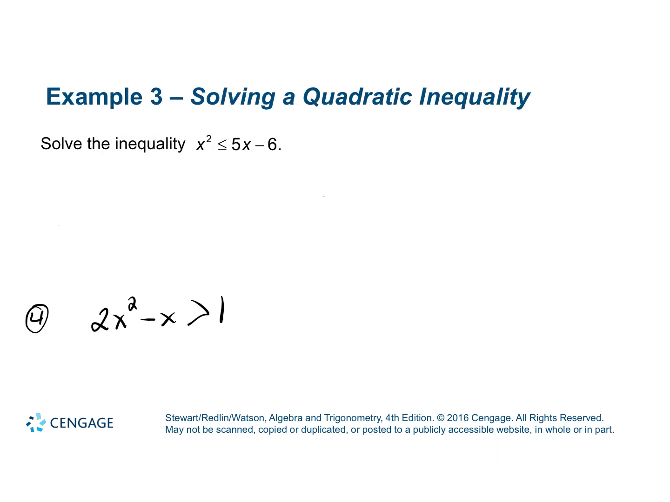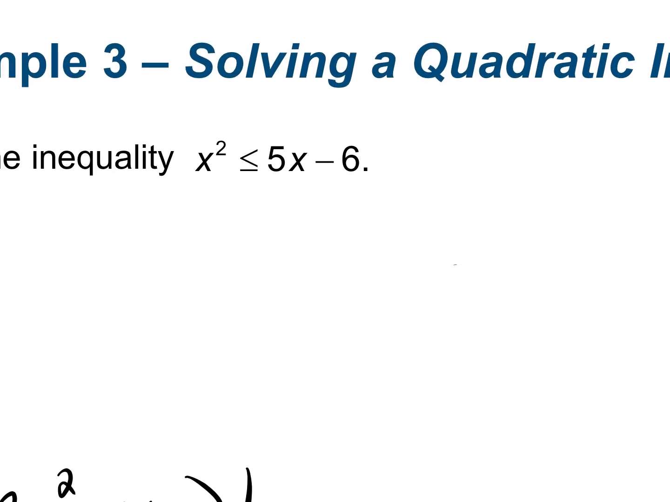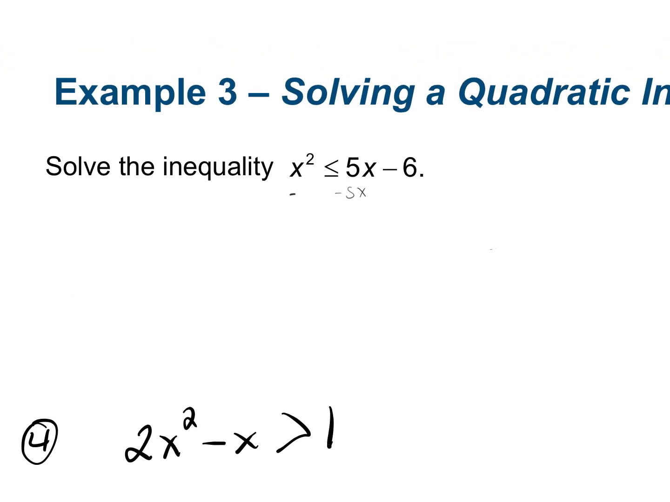So example 3, solving quadratic inequalities. For this one, I'm going to zoom in. The first thing you want to do is move everything to one side. We have x squared minus 5x is less than or equal to negative 6. I'll add the 6. That's going to give us x squared minus 5x plus 6 is less than or equal to 0. Now we're going to look for factors of 6 that add up to negative 5 and multiply to positive 6. So that's going to be negative 3 and negative 2.